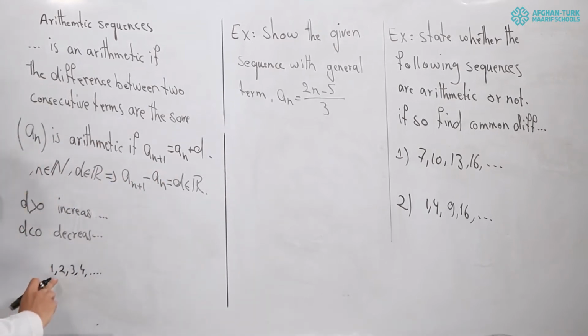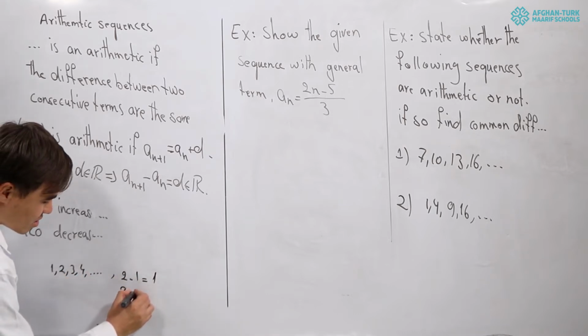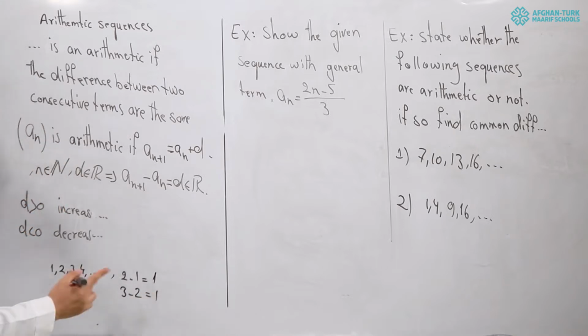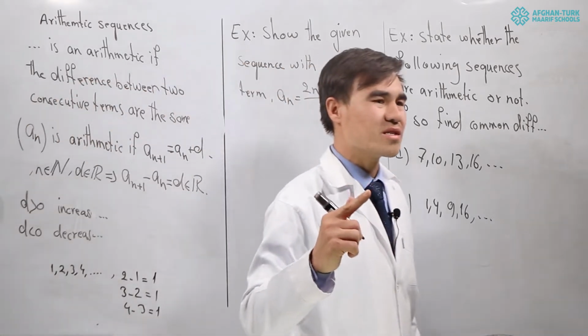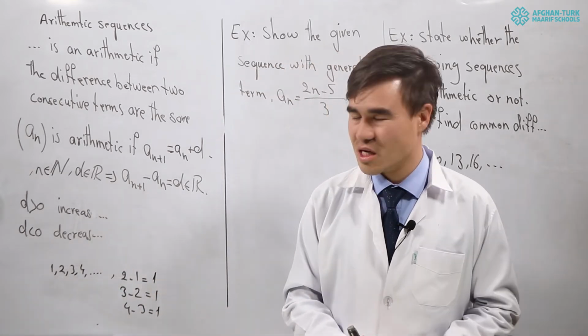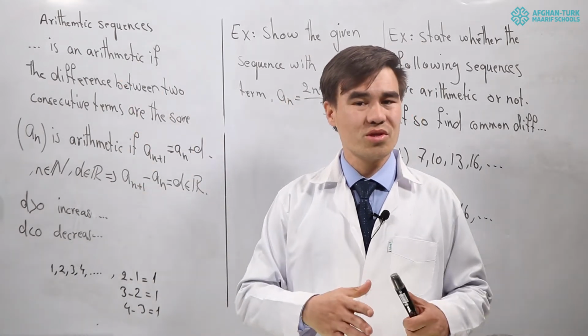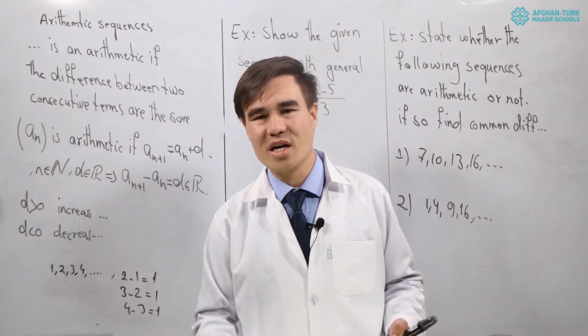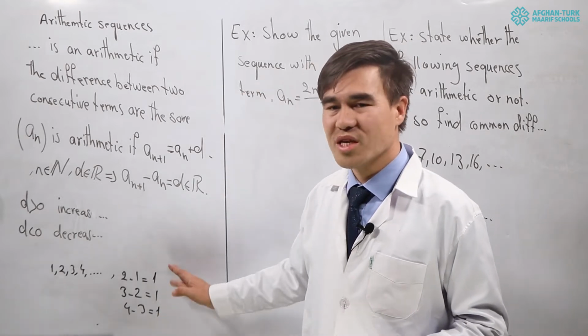If in a sequence the differences between consecutive terms are equal, for example, 2 minus 1 is equal to 1, 3 minus 2 is equal to 1, and 4 minus 3 is also 1, then in this kind of sequence, when the differences between two consecutive terms are equal to each other and that difference is a real number, it is called an arithmetic sequence. When you choose examples or questions that someone gives you, you must follow this condition.